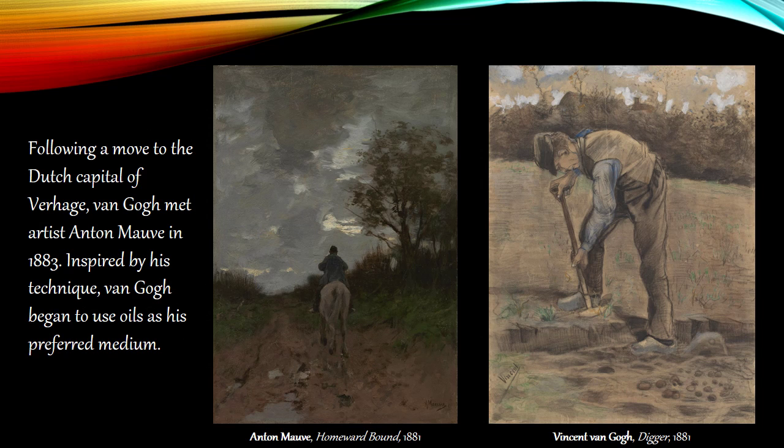In 1881, Van Gogh moved back into the family home with his brother. After falling in love with his cousin and facing a painful rejection, Van Gogh suffered a severe loss of faith and moved to the Dutch capital of The Hague, where he briefly lived with a prostitute. In 1883, Van Gogh met and began working with Anton Mauve. Greatly inspired by Mauve's technique, Van Gogh began working with oils, eventually becoming his preferred medium.